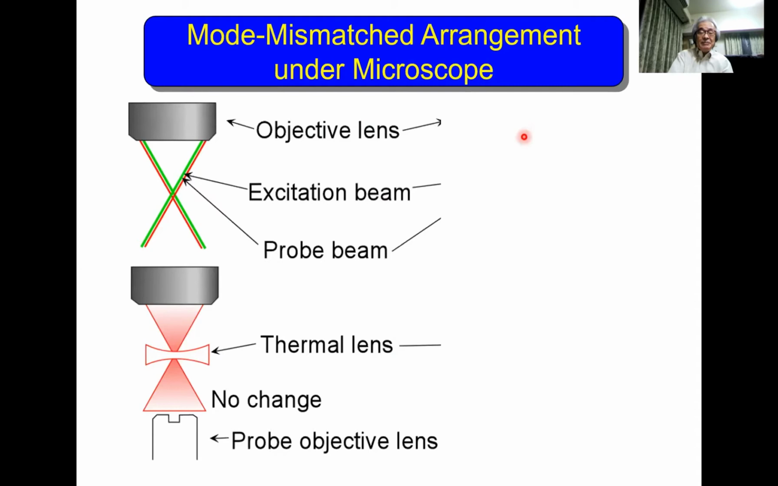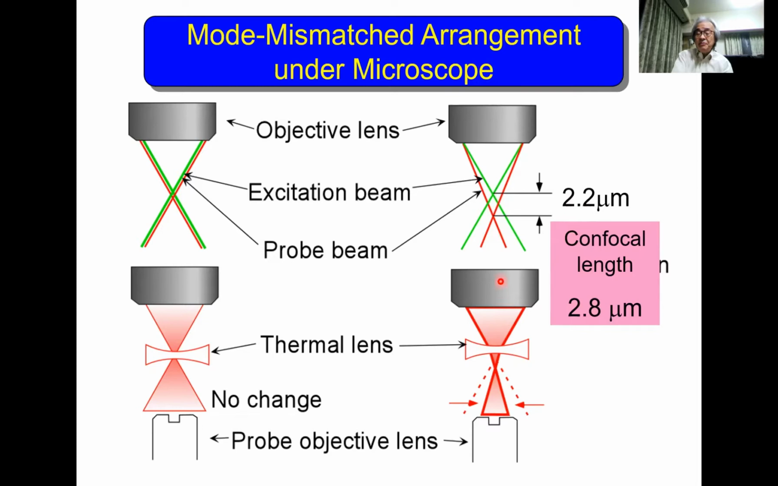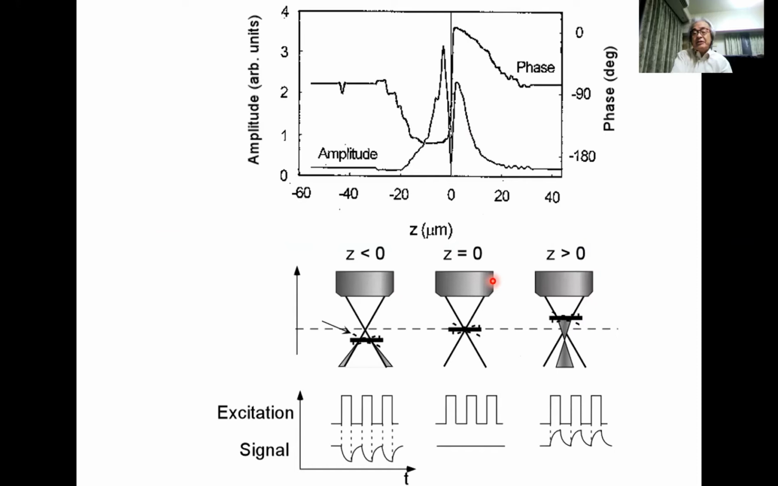Fortunately, this is such an old objective lens that it has a lot of chromatic aberration. The chromatic aberration is 2.2 micrometers. This was very lucky for us, because the difference of the two focal lengths is the confocal length. Under our experimental condition, the confocal length is 2.8 micrometers, so the difference is quite similar. That is why we somehow succeeded in detecting the signal from this old-fashioned microscope.